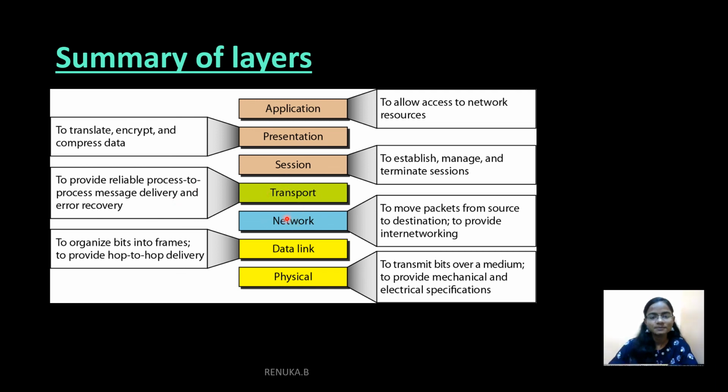Then the network layer. The data units in this network layer are known as packets, which we saw earlier. To move the packets from source to destination, this network layer is used, and it provides internetworking, which is the major function of the network layer. Next, it sends the packets to the data link layer. It will organize the bits into frames. The data units in this data link layer are called frames. Then the data units in the physical layer are known as bits. It will transmit the bits over the physical medium.